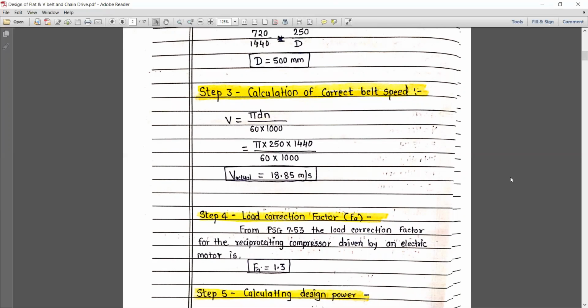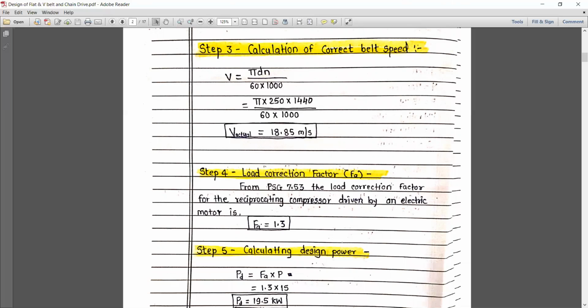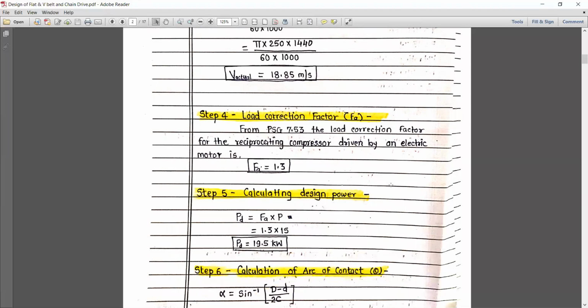Putting the diameter d equal to 250 and small n equal to 1440 rpm, the actual velocity is 18.85 meter per second. So this is the actual velocity. We assumed 19 meter per second, but in actual practice it is found to be this much. Next step, calculation of the load correction factor.